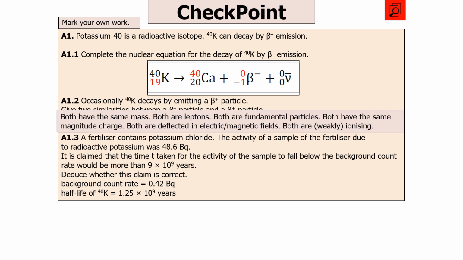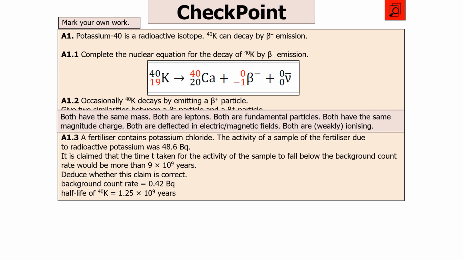Now we know that beta minus and beta plus are particles and antiparticles, so they'll have the same mass, they're both leptons, they're both fundamental particles, they'll have the same magnitude of charge, they'll both be deflected in electric and magnetic fields, and they'll both have the same ionizing power.